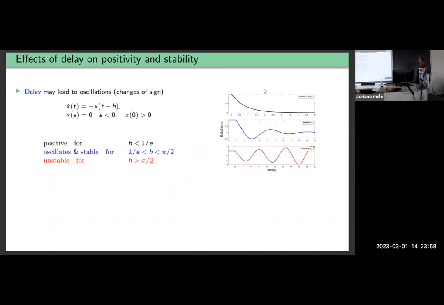And so, for instance, in this scalar case, what happens? x is scalar. When h equals zero, of course, this is a positive system. You have solution exponent minus t multiplied by the initial condition. If the initial condition is positive, then the solution is positive. What happens when you have h, which is small? Till delay h less than one over e, we preserve the positivity.